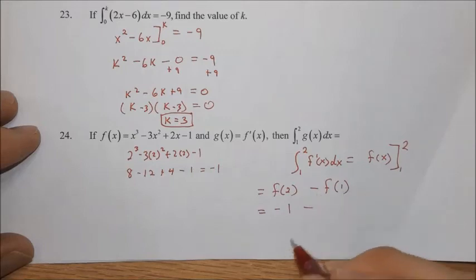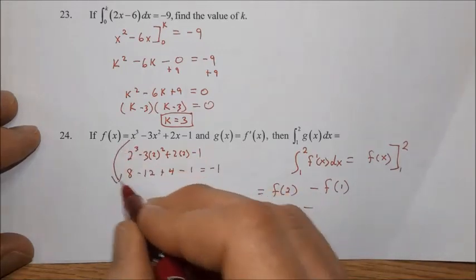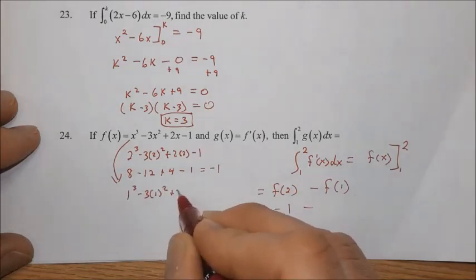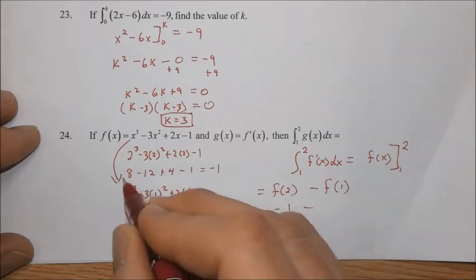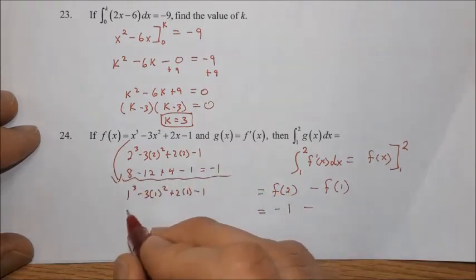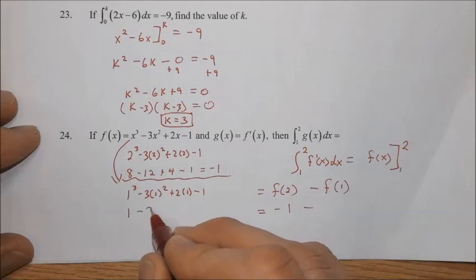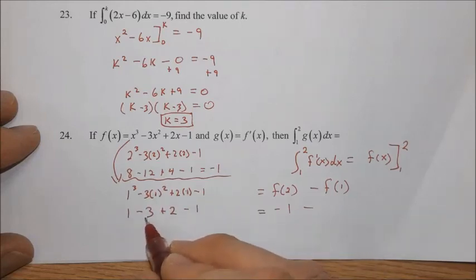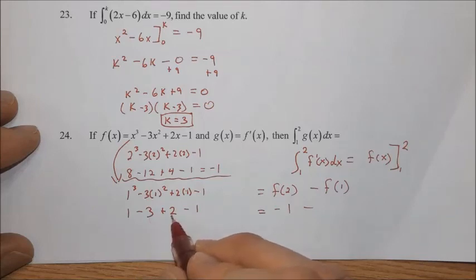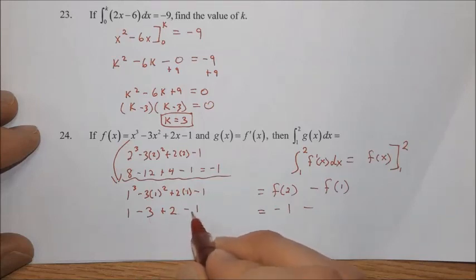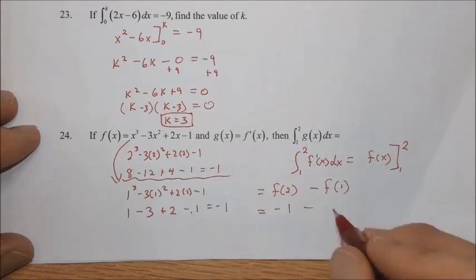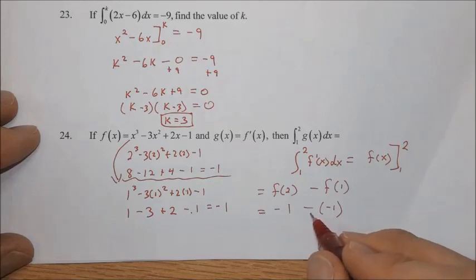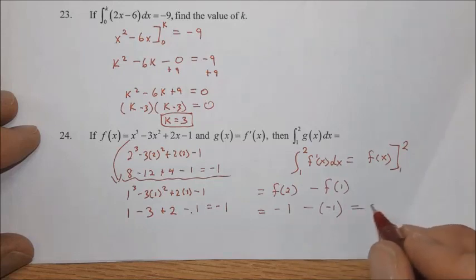Minus, now we plug in 1. So when we plug in 1, we have 1 cubed minus 3 times 1 squared plus 2 times 1 minus 1. 1 cubed is 1. 1 squared is 1 times 3. 2 times 1 minus 1. 1 minus 3 is negative 2. Plus 2 is 0. Minus 1 is also negative 1. So we have negative 1 minus negative 1, which is better known as 0.